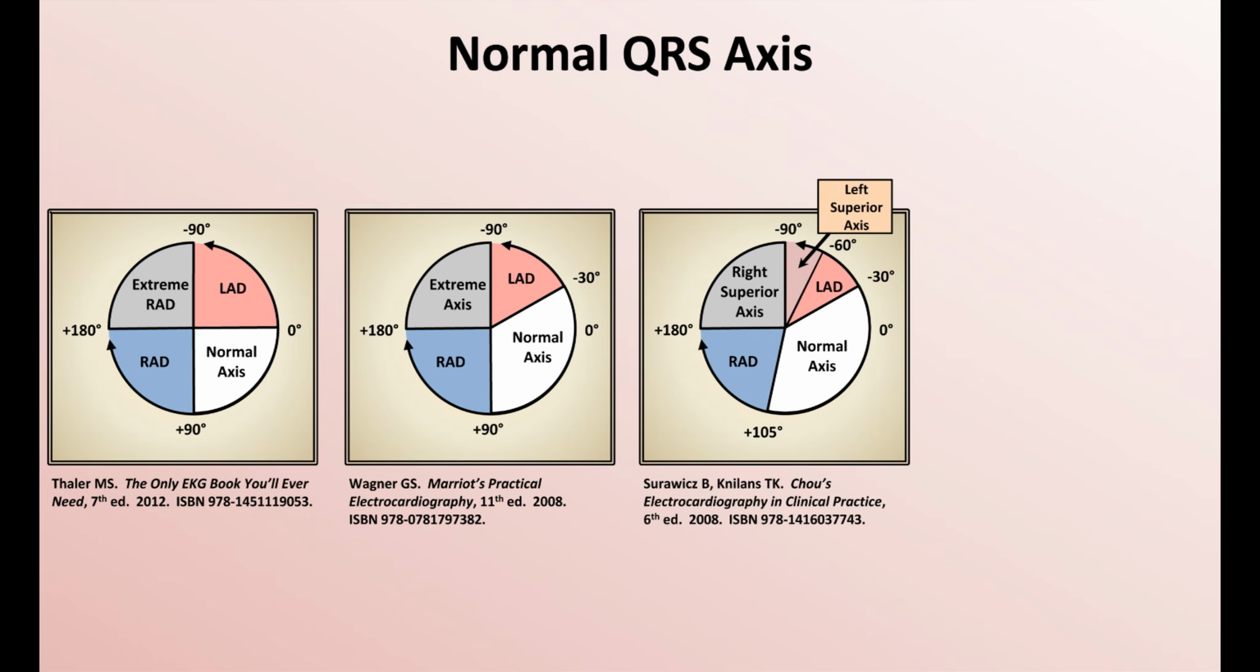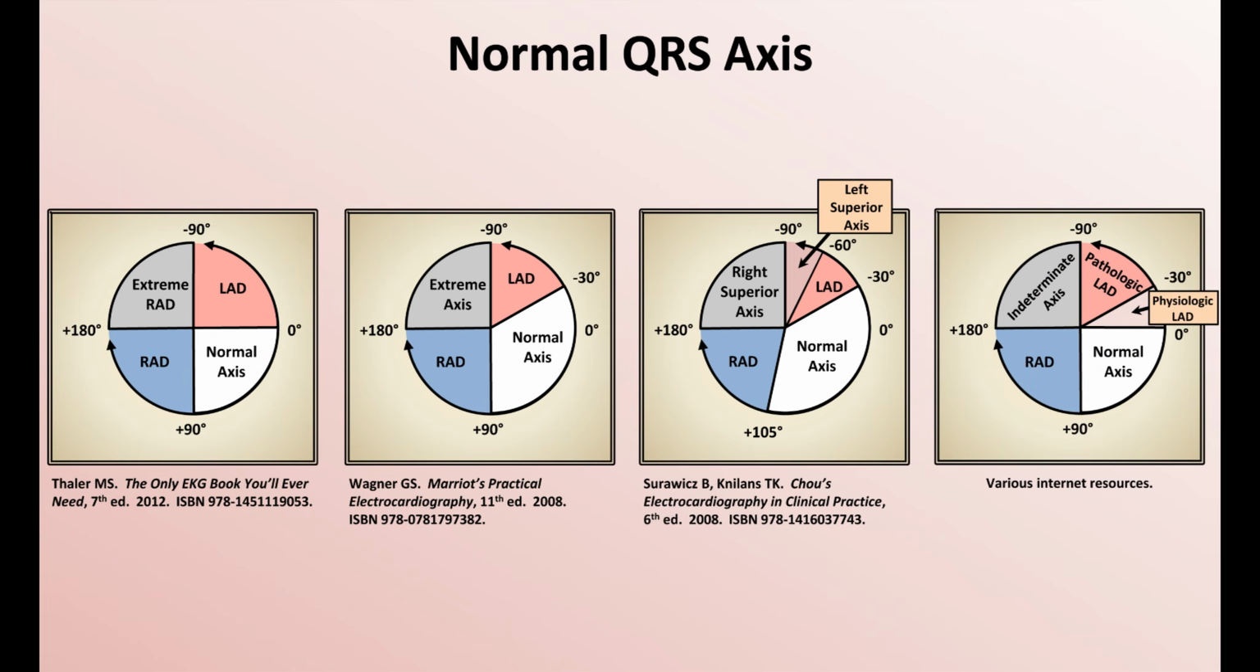Chou's Electrocardiography in Clinical Practice, which is as close to a definitive text in general EKG interpretation as there is, defines an even broader range of normal axis, along with some additional terms. Finally, a large number of internet resources, as well as common usage, divides the range of possible axes into 4 equal quadrants, but then subdivides left axis deviation into pathologic and physiologic.